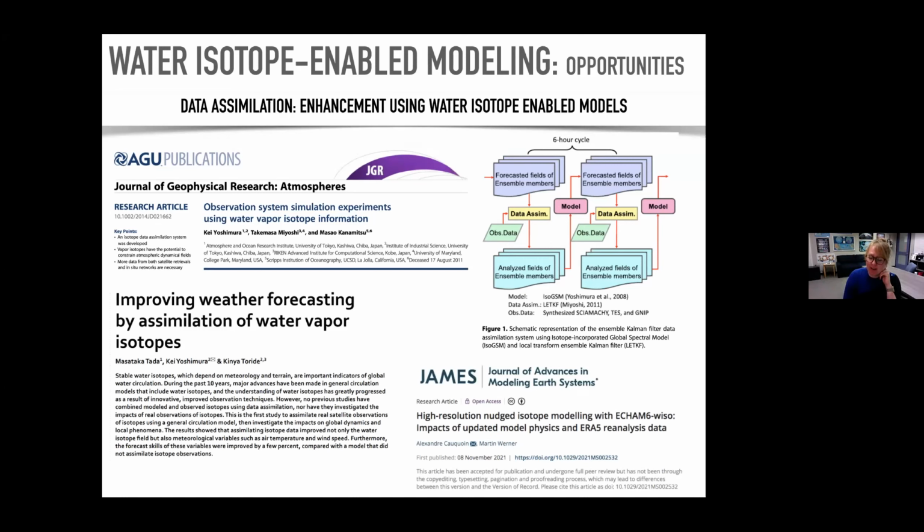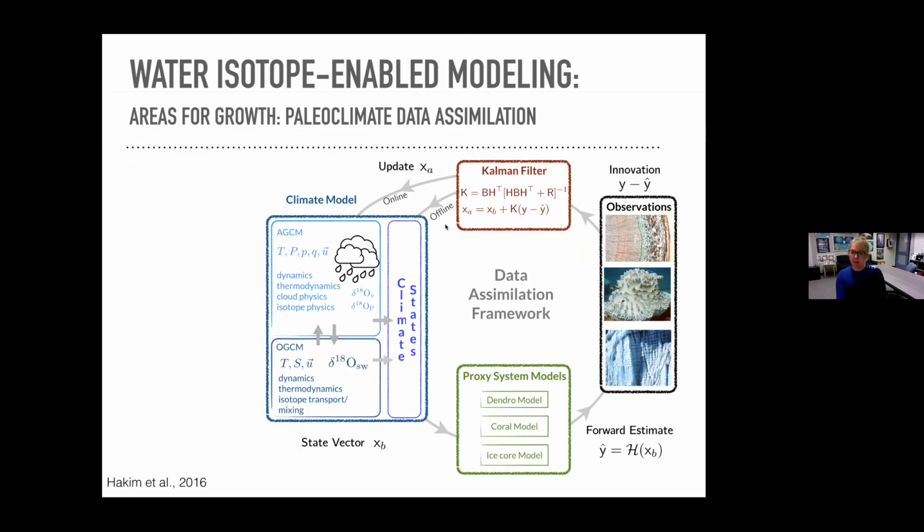We had a great discussion yesterday about the ways in which water isotope fields can actually improve the skill of our reconstructions. This is now the gold standard in the paleoclimate world as well. This is a figure from the Last Millennium Reanalysis, which is a paleoclimate data assimilation product, just showing the data assimilation framework.